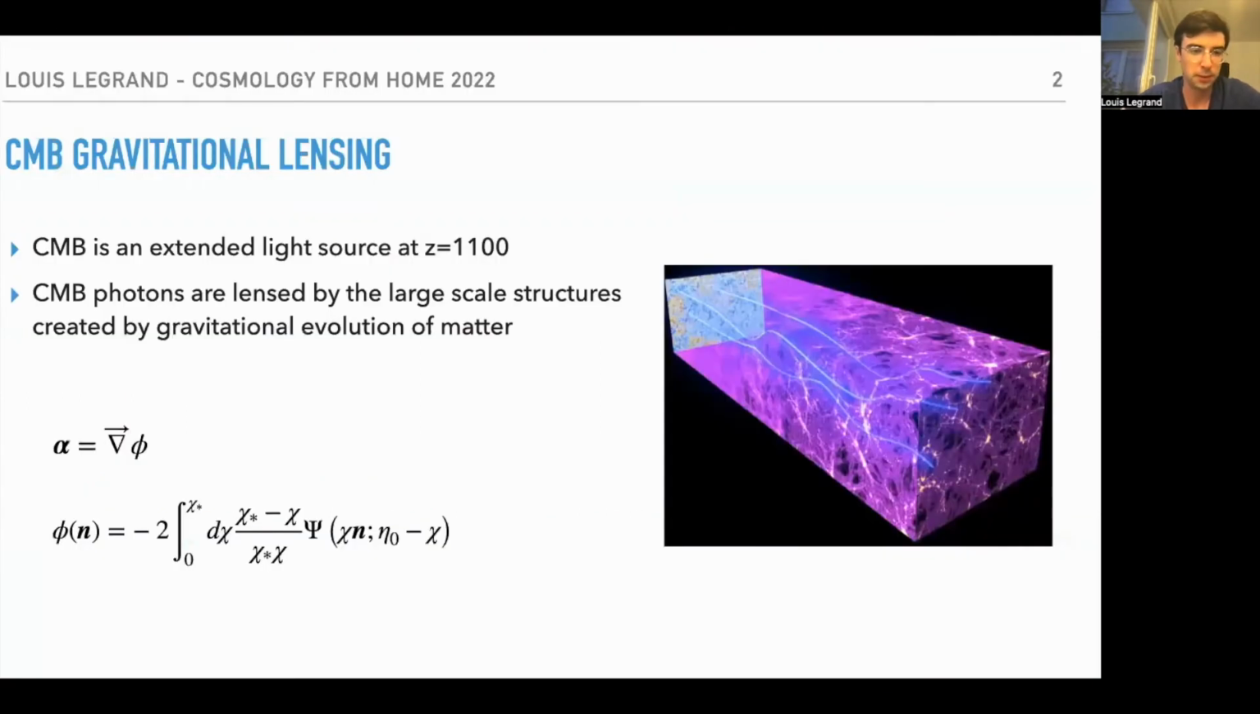So what is CMB lensing? The CMB, you can imagine, is an extended light source at a redshift of 1100, and the photons of the CMB will be gravitationally lensed by the large-scale structures created by the gravitational evolution of matter. We often parameterize this deflection by a deflection field alpha, which we express as the gradient of a potential term phi. This phi, or this alpha, is directly related to the integral of the gravitational potential psi as a function of the comoving distance chi, and the comoving distance of the CMB, chi star.